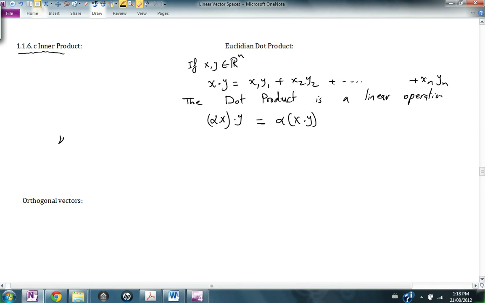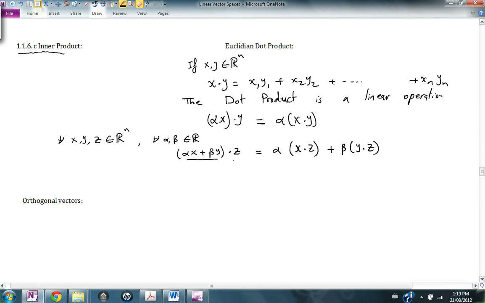In fact, for every three vectors in an n-dimensional vector space, and for every two real numbers, we have alpha x plus beta y dot vector z is equal to alpha times x dot z plus beta times y dot z. The linearity of the operation allows us to either perform this operation first and then take the dot product with z, or take the dot product of x with z, the dot product of y with z, then multiply by alpha, and then by beta, and then add the results.